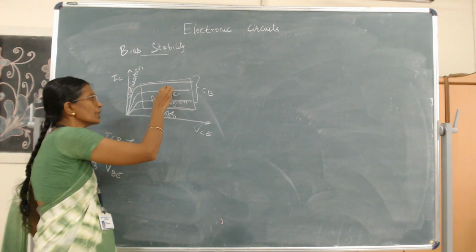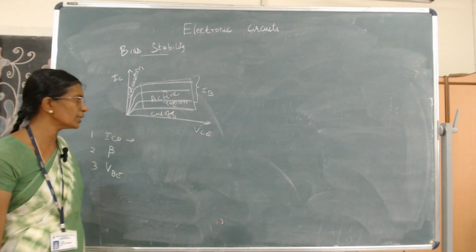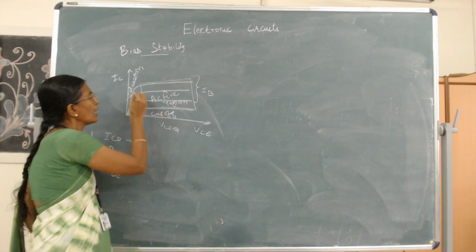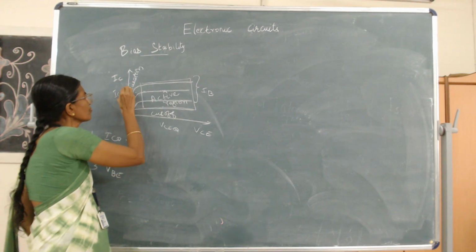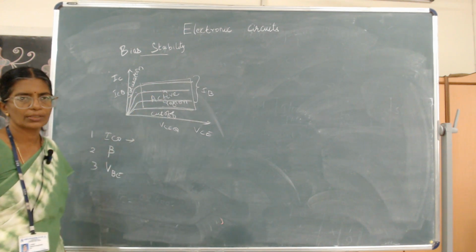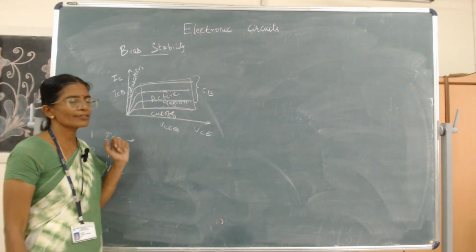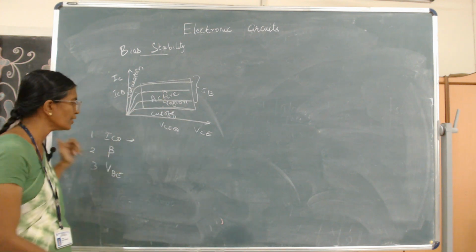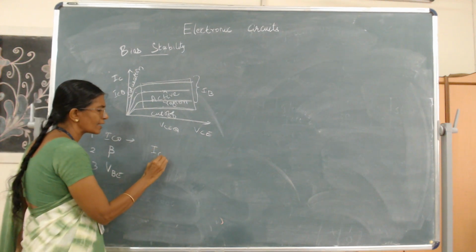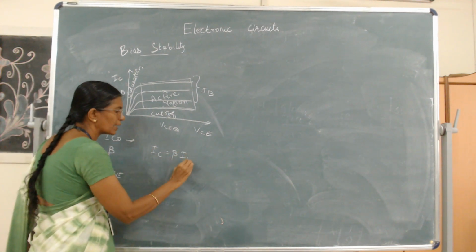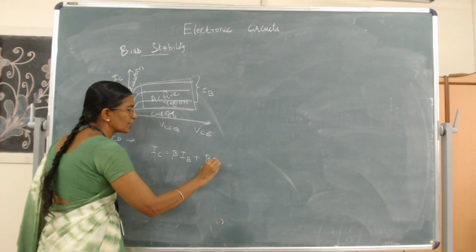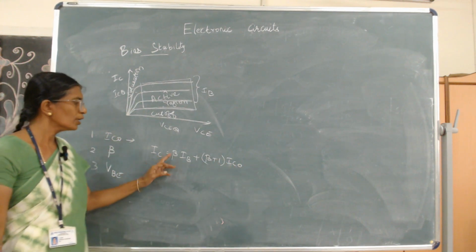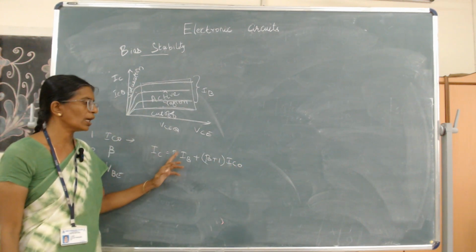For example, we assume that here we have a point called the operating point or Q point. This point is VCE,Q and ICQ. For a transistor to have a distortionless output, the Q point should be fixed at the center of the graph. But we have the current equation, IC is equal to beta IB plus (beta plus 1) into ICO. In this case, we have two varying parameters, beta as well as ICO.